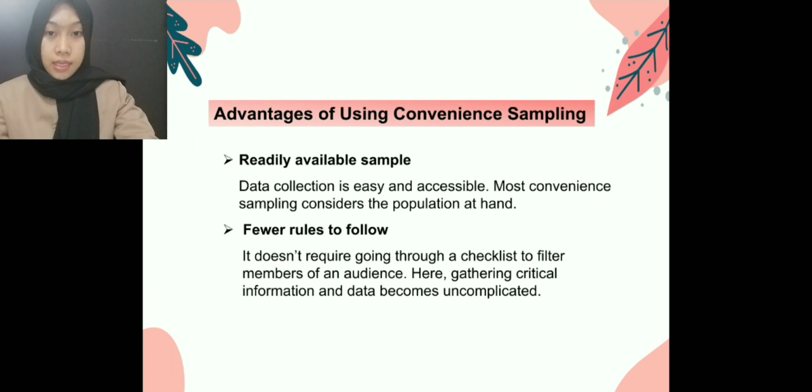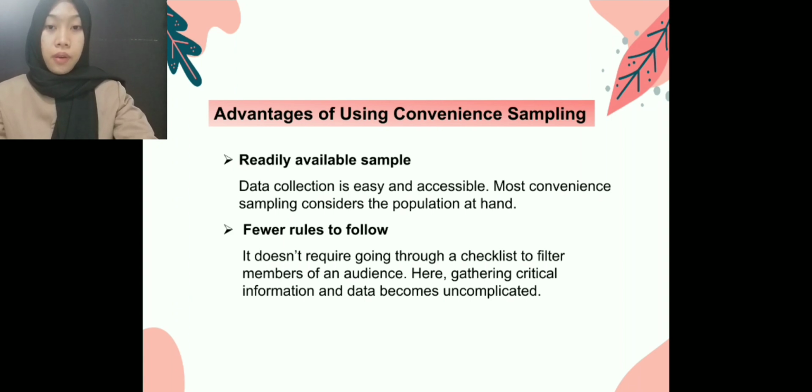The fourth is readily available samples. Data collection is easy and accessible. Most convenience sampling considers the population at hand. Samples are readily available to the researcher. They don't have to move around too much for data collection. Quotas are made quickly, and the data collection can commence even within a few hours.